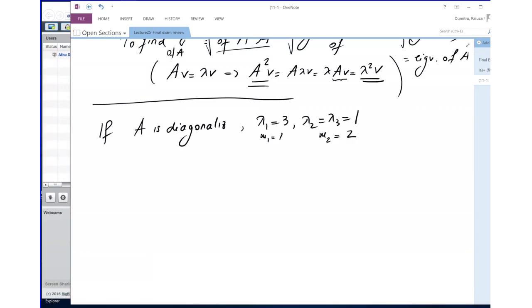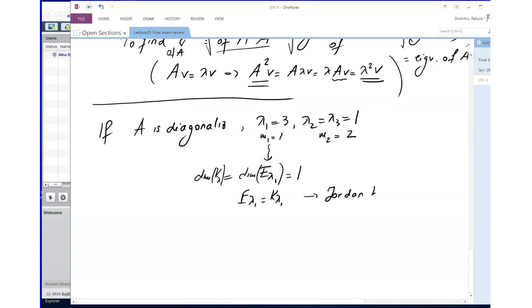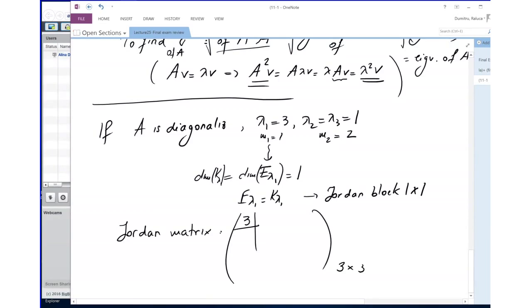Well, if you think about Jordan canonical forms, for lambda 1 there is the eigenspace, E lambda 1. It has dimension 1. There is no other dimension that it can have because the multiplicity is 1. But then there is a generalized eigenspace which has dimension at most the multiplicity, which is again 1. So E lambda 1 and K lambda 1 are one and the same. That means if you go through the Jordan process, that's going to produce a Jordan block 1 by 1. Okay, so if you look at the Jordan matrix, and you start with the eigenvalue 3, that's the first block. It's a 3 by 3 matrix. The first block is just 3.